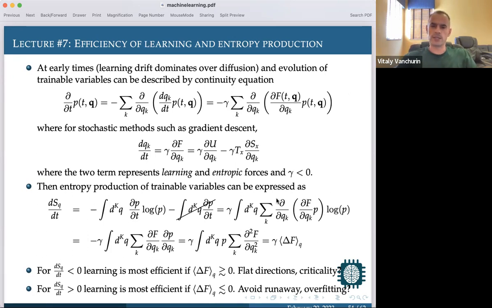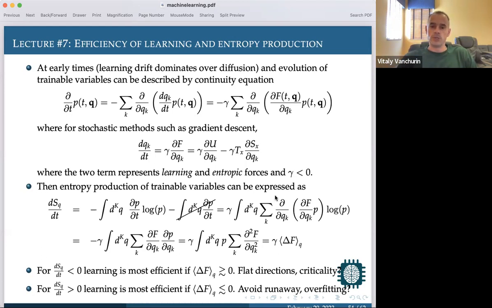Okay, so what to do next is consider a situation where either your trainable variables are compactified, and then when you integrate by parts, there's no boundary term, or where the probability distribution goes to zero at infinity. And that's a good assumption if you think about q's and b's as weights or biases. Basically, they always stay finite. They don't go to infinity. And so that assumption of a vanishing probability distribution at infinity is good.